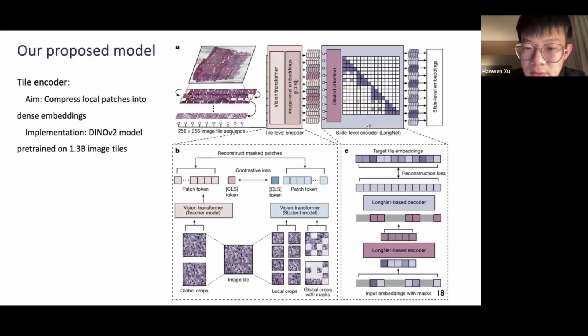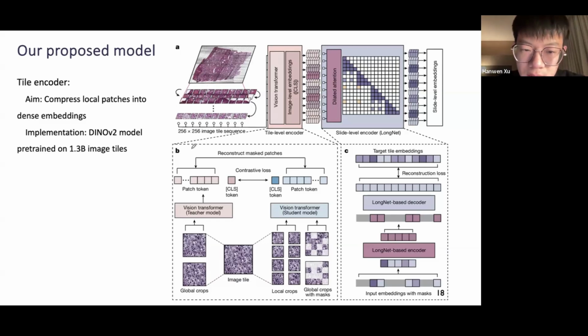So this model consists of a tile encoder. The tile encoder is basically a traditional vision transformer. It's a ViT-giant model consisting of billions of parameters, and we train the tile encoder on 1.3 billion image tiles. The main aim here is to compress the local patches into dense embeddings. As we talked about before, it's a local feature extractor.